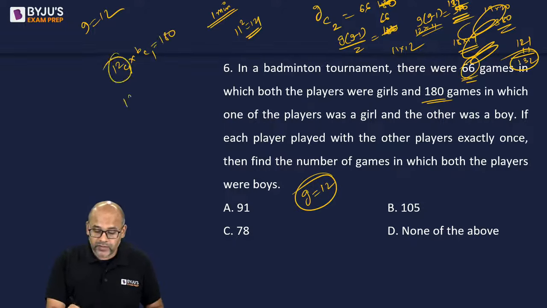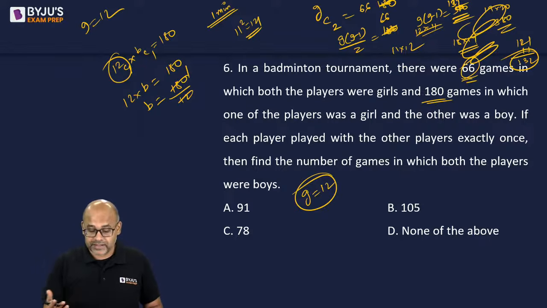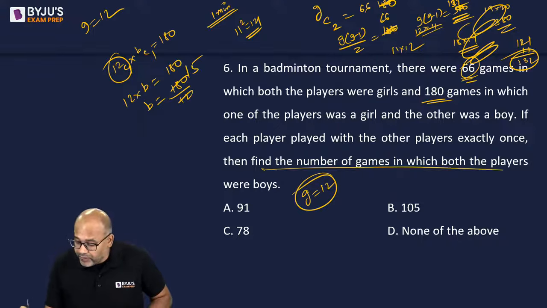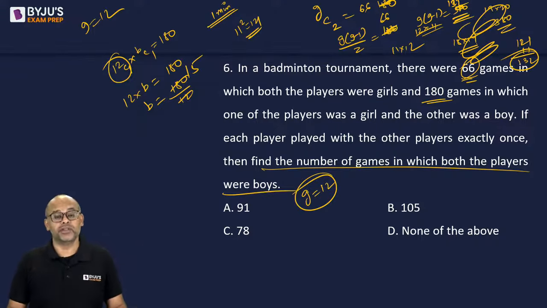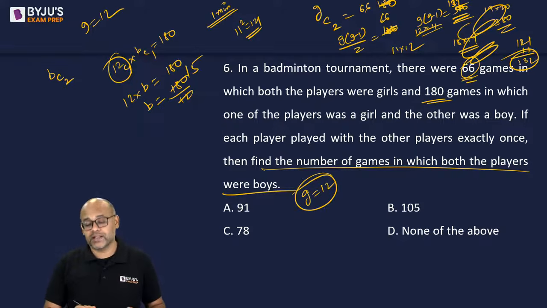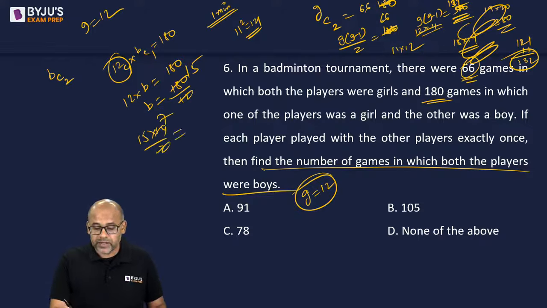We already know this is 12. 12 into B should be equal to 180, or the number of boys is 180 by 12. 12 ones are 12, 6 is the remainder, 60. 12 5s are 60. So the number of boys is 15. Now the question says, find the number of games in which both the players were boys. So you have both players as boys, BC2. 15C2 is your answer, which is 15 into 14 by 2. 2 goes 7 times. 7 10s are 70, 7 5s are 35. The total is 105. Option B.